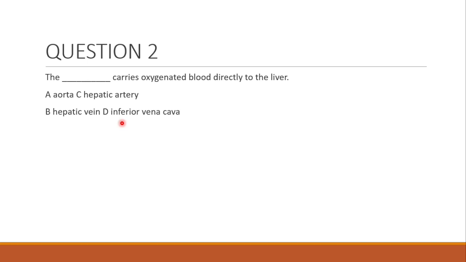I'm sure you've done that. The answer for question 2 is C, hepatic artery. It is the blood vessel that carries oxygenated blood directly to the liver. Let's look at question 3.